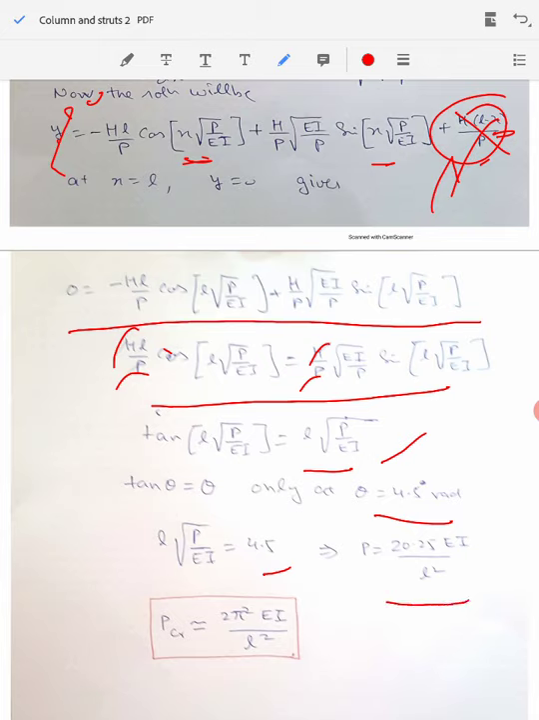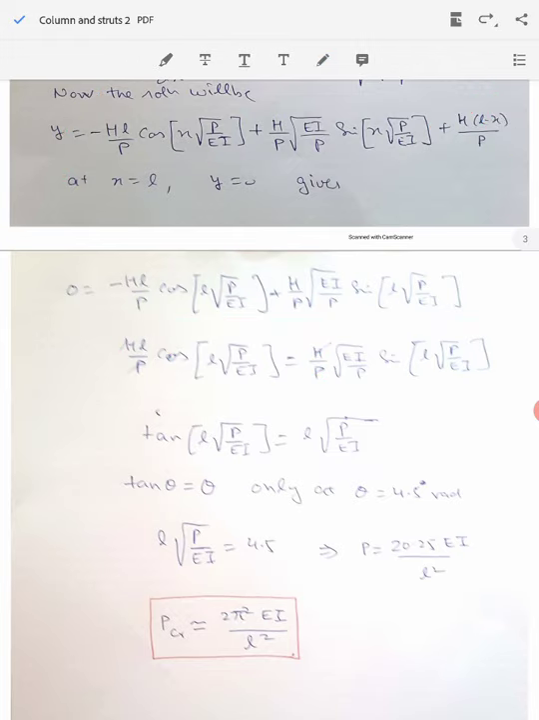You can calculate the value of critical load as 20.25 EI by L square. Because the previous expressions were expressed in terms of pi square, we also express 20.25 as nearly pi square times 2. So we find that it is approximately equal to 2 pi square, and my formula will be 2 pi square EI by L square.